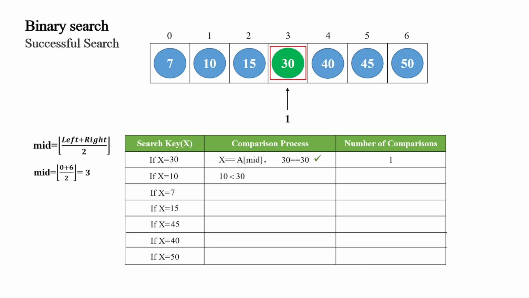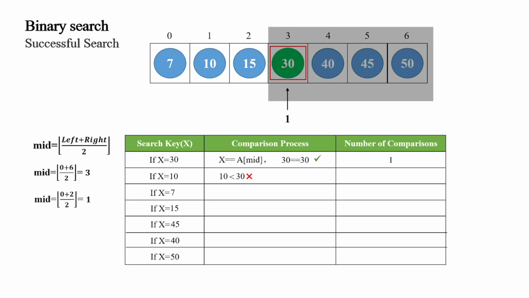Is 10 equal to 30? No. Is 10 smaller than 30? Yes. So now we'll look in the first half array, from the first index 0 up to the element before the middle, which is index 2. Now we need to find the middle of this first half. We take the first index 0 and the last index of this half, 2, add them, and divide by 2. That gives us 1, so the middle element of the first half is at index 1, which is 10.